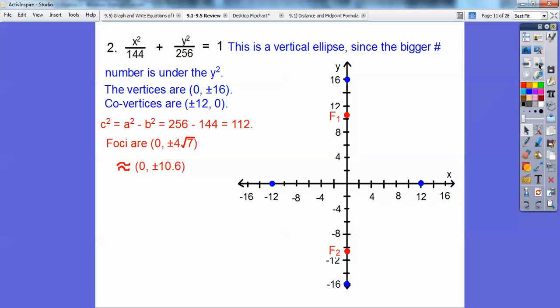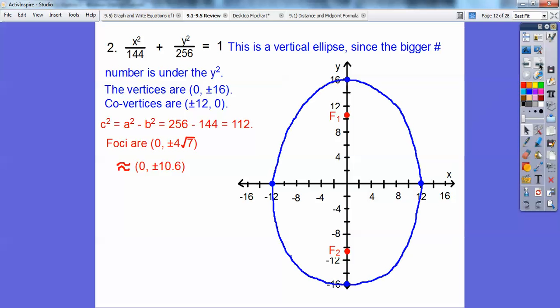Okay, and 112, the square root is about 10.6. So there they are, focus 1, focus 2, and then I'm just going to go ahead and connect it. And I'm here at home on my laptop, so I'm doing this with my index finger on my little screen right there. So here's my ellipse done by my finger. That's not bad, huh? I almost couldn't do a better job on my Promethean board at school. Okay, you'll see my sucky circle coming up though, you guys.